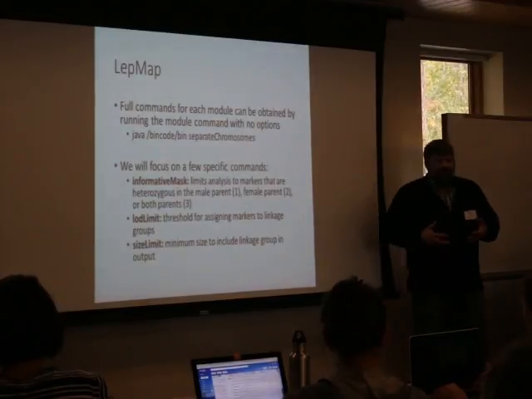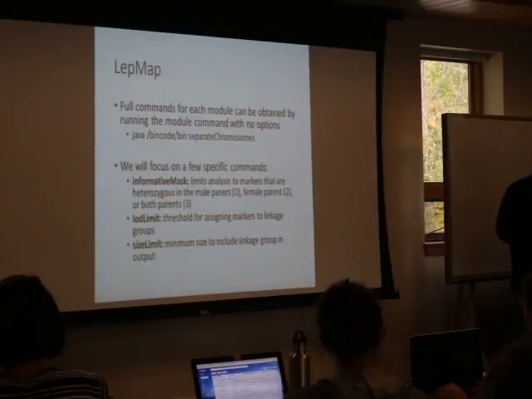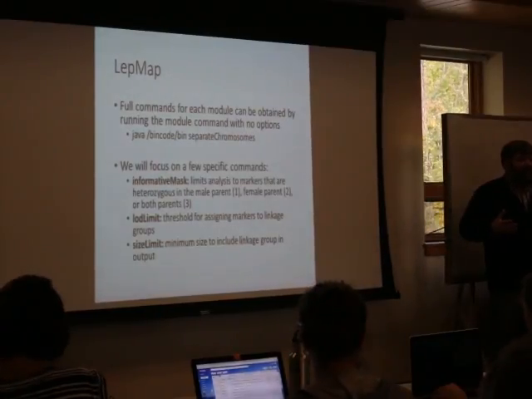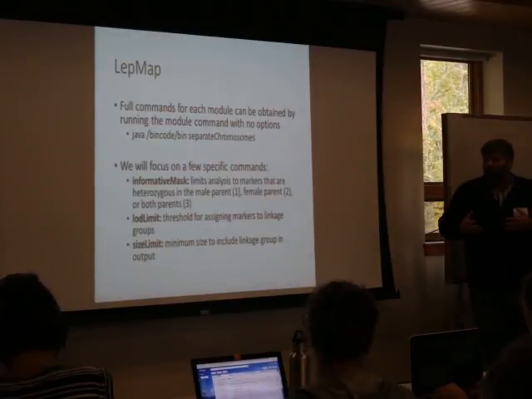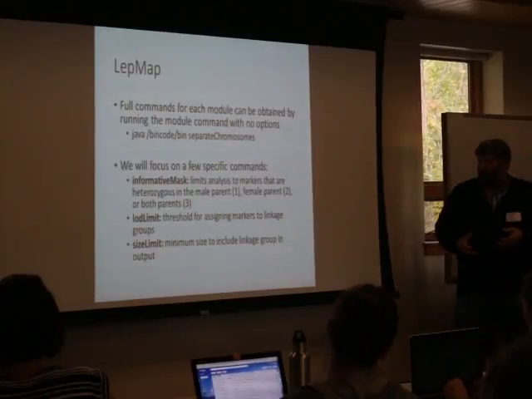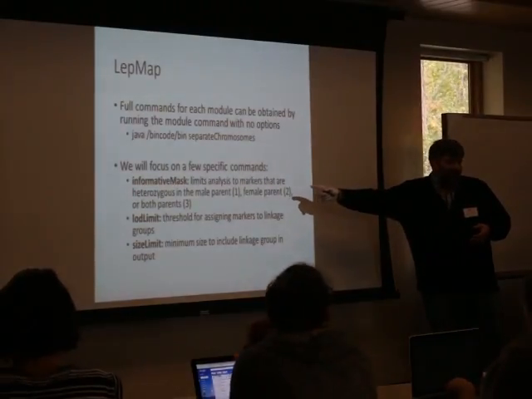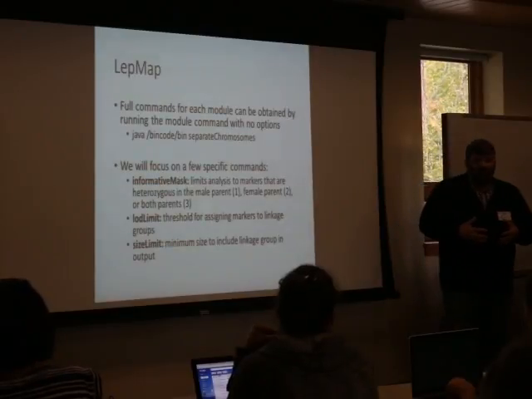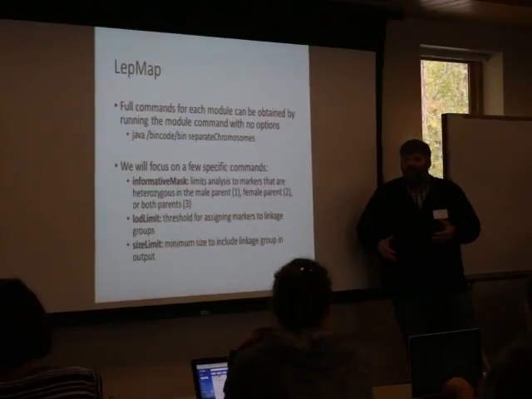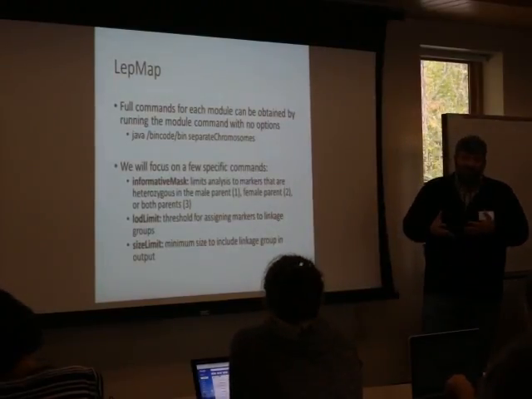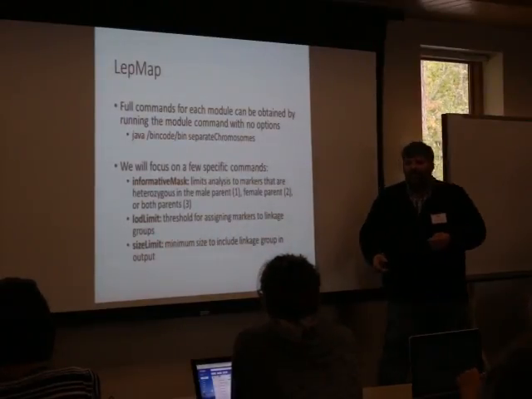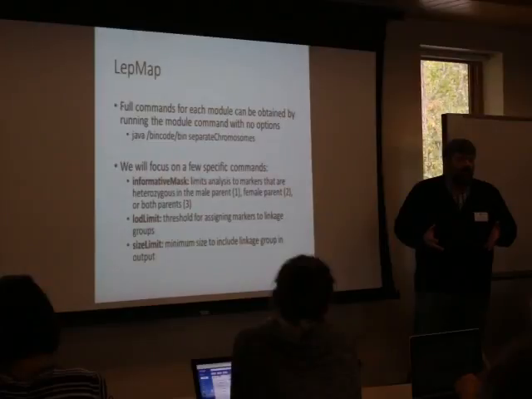So there's a few specific commands that I have you look at in the handout. One of them is informative mask. This tells it whether to look for loci that were informative in the male parent. So these were heterozygous in the male parent and homozygous in the female. You set that with informative mask equals 1. If you want to look at loci that were heterozygous in the female parent, then informative mask is 2. If you want to have loci that were heterozygous in both parents, then you set it to 3. And you can also just leave it off, and it will look at all loci.